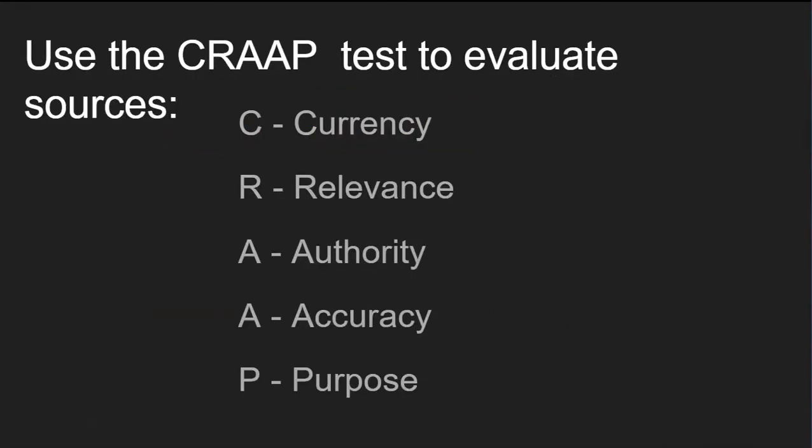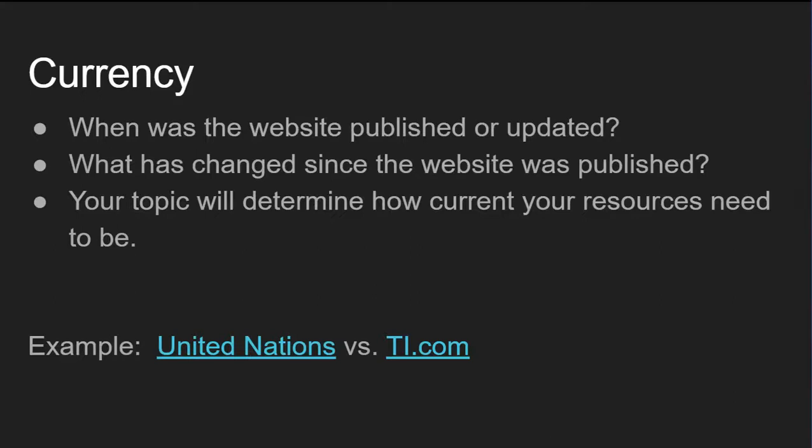The way you do this yourself is by conducting a test of each site. You critically analyze the content you find through the lenses of currency, relevance, authority, accuracy, and purpose. If a site checks out with the CRAP test, you've vetted an open web source for research. Let's review these criteria one at a time.